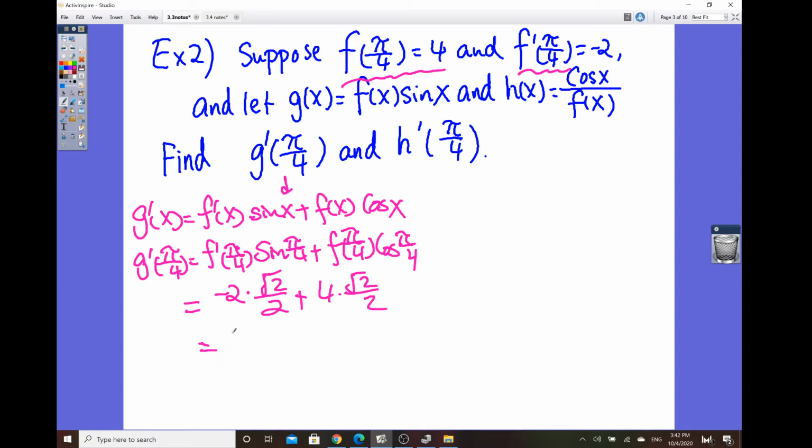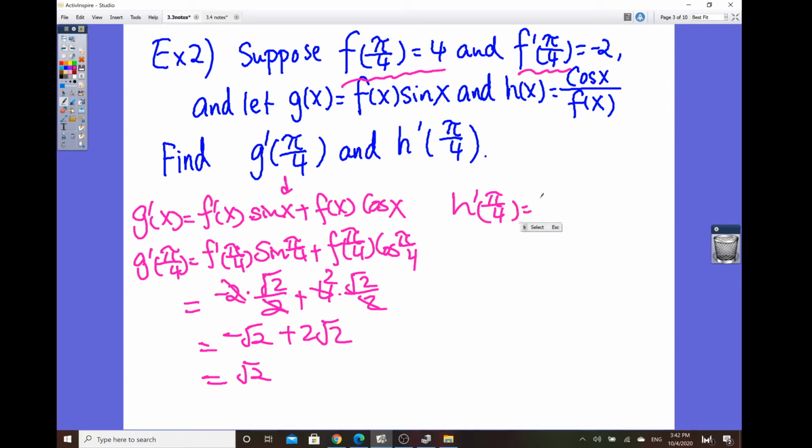Simplify it, so cross cancel, so negative root 2. And then this one here, 2 root 2. Combine them, so then that'd be what? Root 2. And now what about h prime of pi over 4?